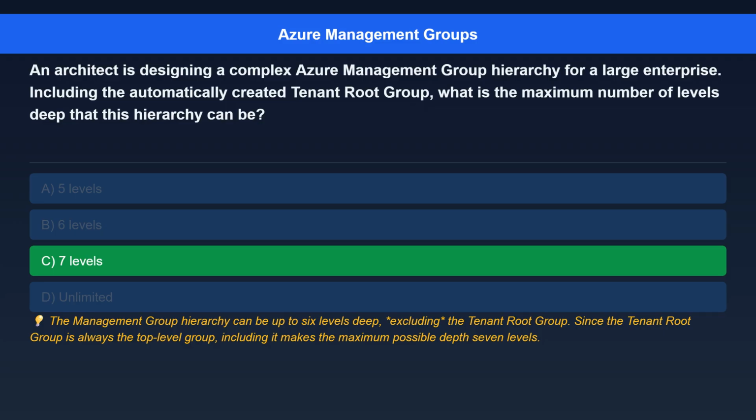The correct answer is 7 levels. Here's the explanation. The management group hierarchy can be up to 6 levels deep, excluding the tenant root group. Since the tenant root group is always the top level group, including it makes the maximum possible depth 7 levels.